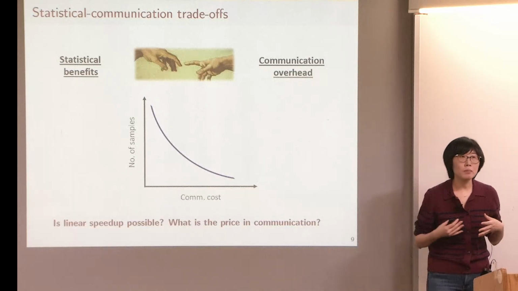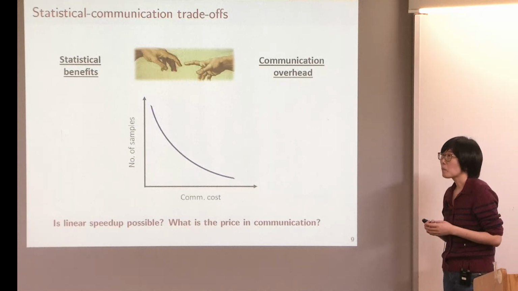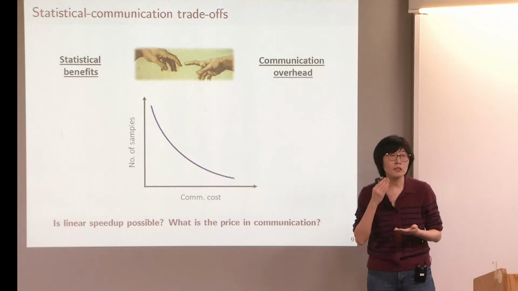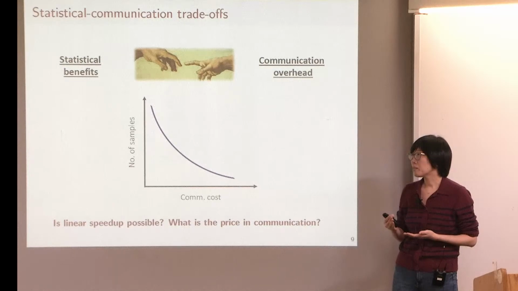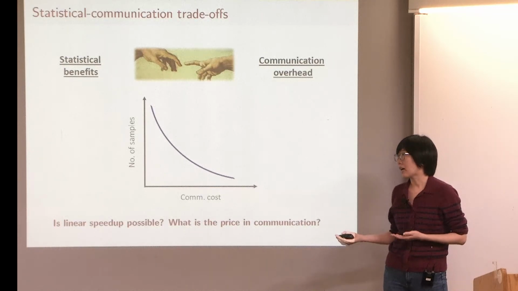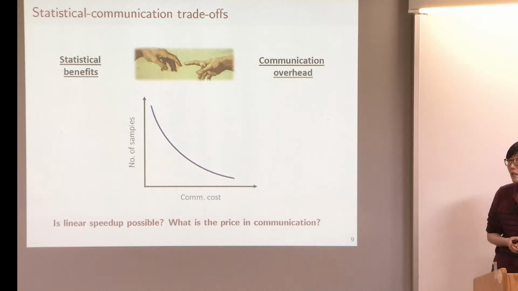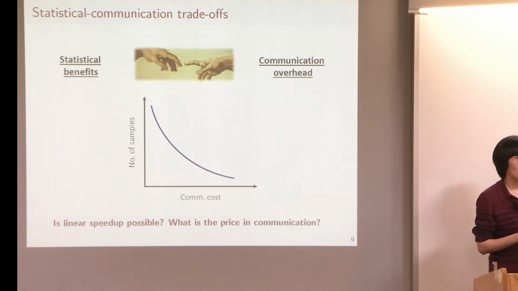So intuitively speaking, if you are allowed to just share everything with the server, then clearly you will be able to cut the number of samples you need per agent, basically by the number of agents you have, right? So that's the so-called linear speedup that we often hear a lot in the federated learning setting. But by doing that, you will cost a lot on the communication end, right?